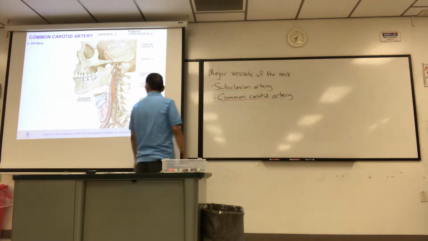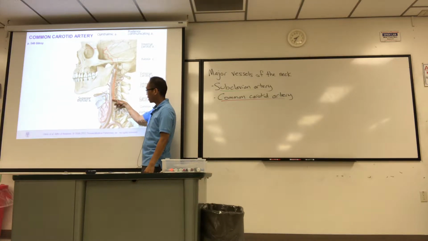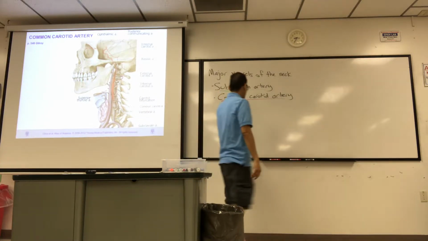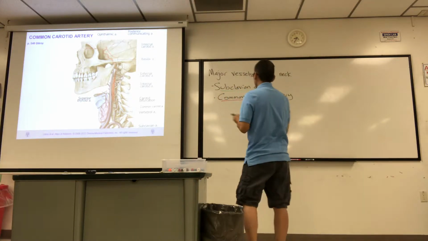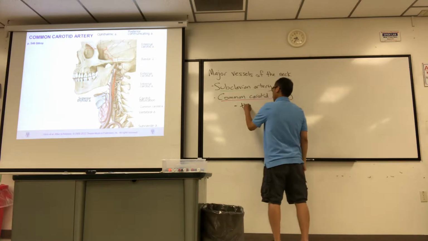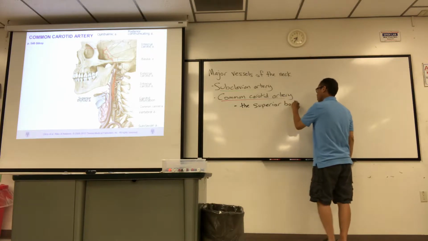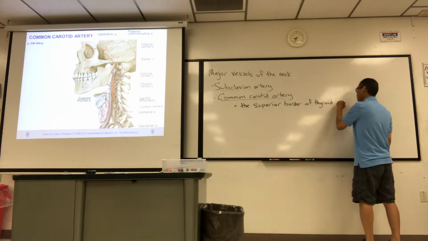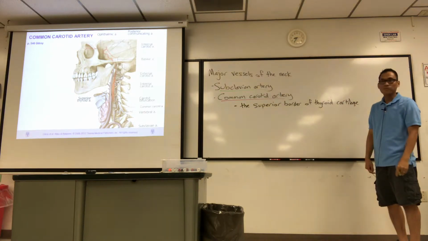The superior border of the thyroid cartilage is kind of where the common carotid ends and bifurcates into the external carotid and the internal carotid. So we'll write that down, talking about the common carotid artery. The superior border of thyroid cartilage is where you find the carotid bifurcation.